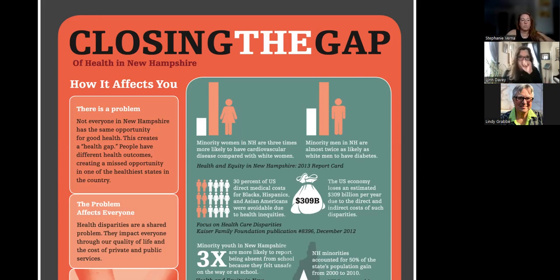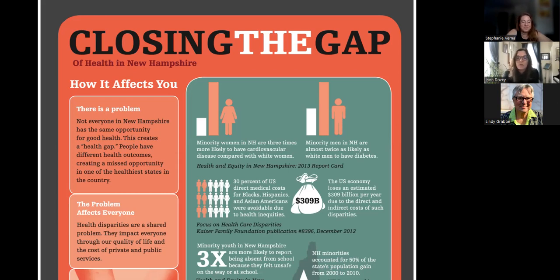That's a good idea. Not everyone in New Hampshire has the same opportunity for good health. This creates a health gap. People have different health outcomes, creating a missed opportunity in one of the healthiest states in the country. Do you know more about what the problem is from this problem statement? Not really. I mean, people have different health outcomes. What on earth does that mean?